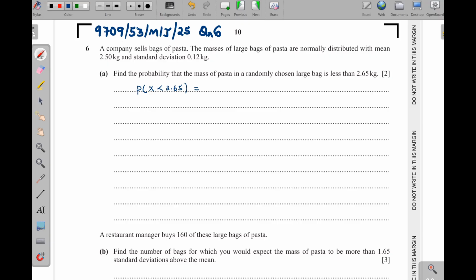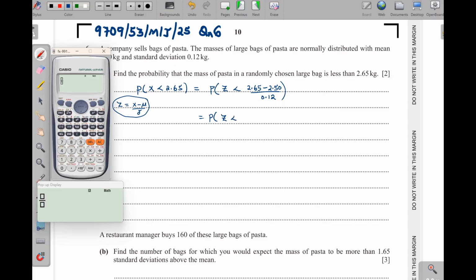We standardize this. Where there is X, we are going to put Z, but remember Z is equal to X minus mean, then divide by the standard deviation. So our X here is 2.65, minus the mean, which is given as 2.50, then divide by the standard deviation, which is 0.12. Simplified, it is going to be Z less than (2.65 minus 2.5) divided by 0.12. We get 5 over 4, which is the same as 1.25.